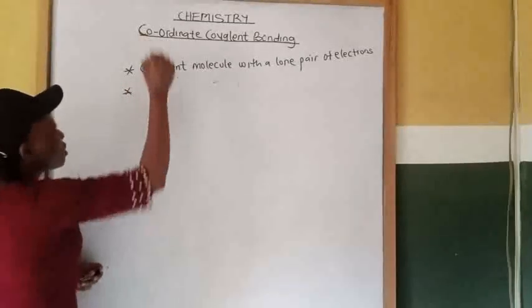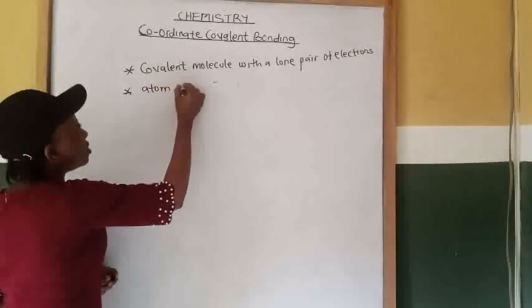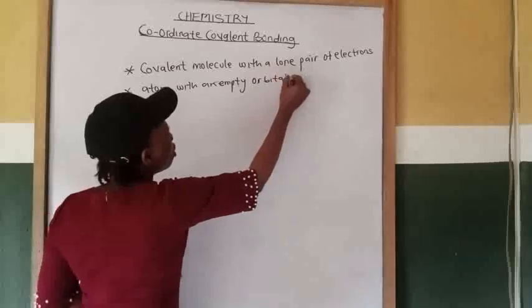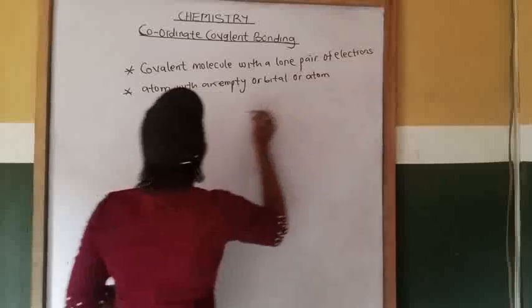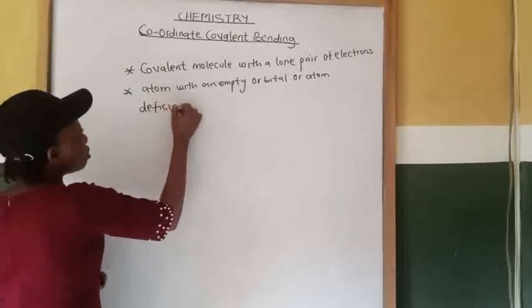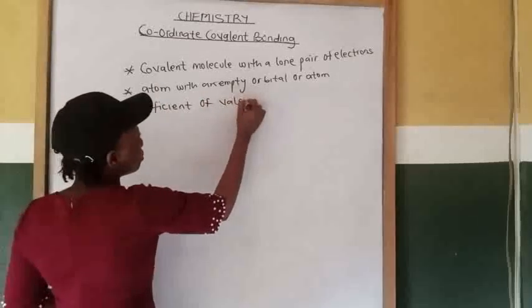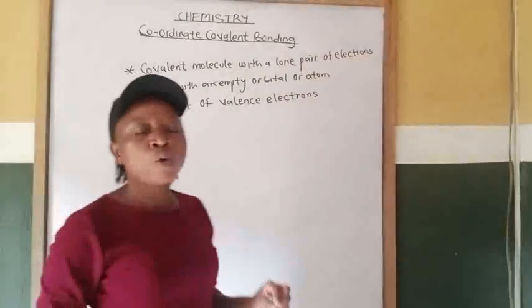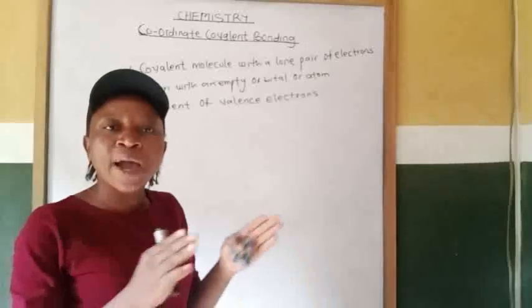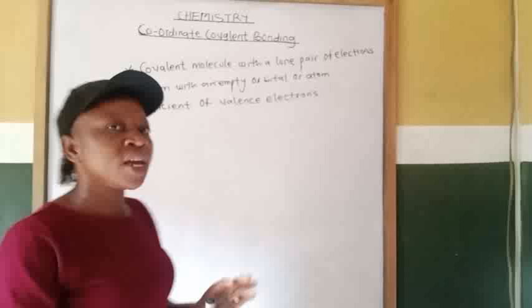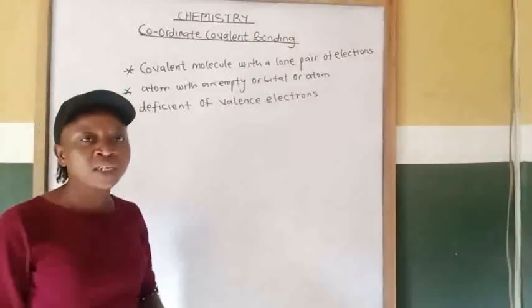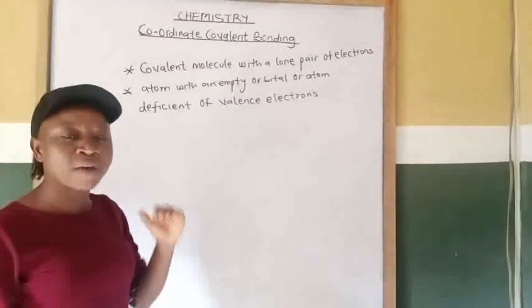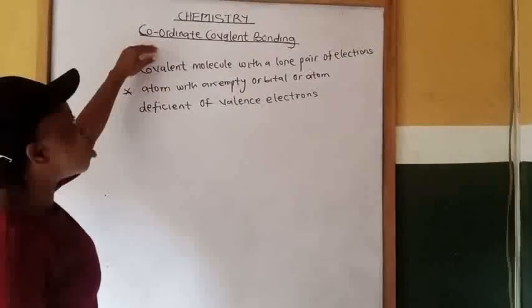Then number two is an atom with an empty orbital, or an atom deficient of valence electrons. So when a covalent molecule with a lone pair of electrons combines with an atom that has an empty valence orbital, the compound formed will be called what? Coordinate covalent compound. When a covalent molecule with a lone pair of electrons combines with an atom with an empty orbital, or an atom that is deficient of valence electrons, the compound formed is called a coordinate covalent compound.